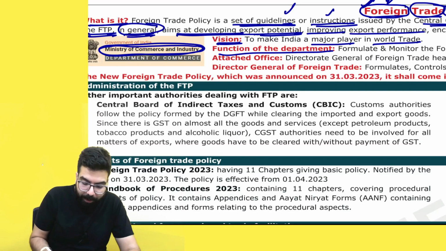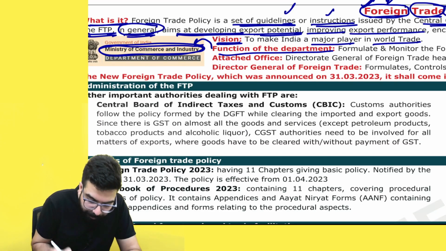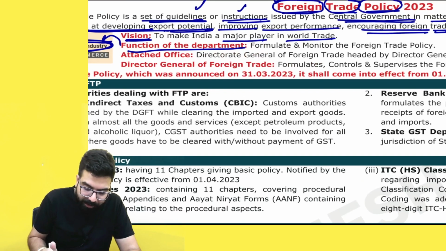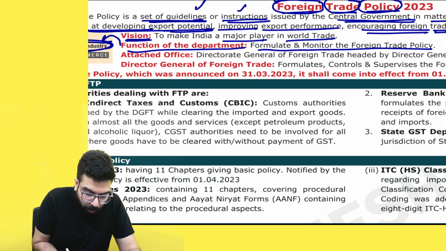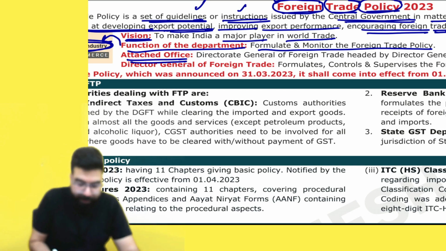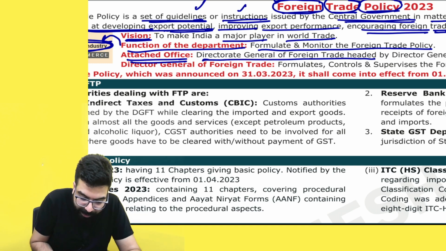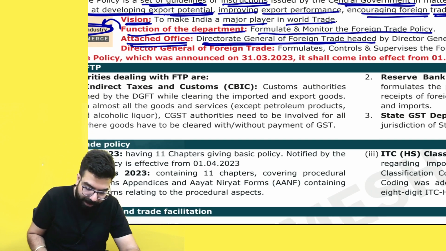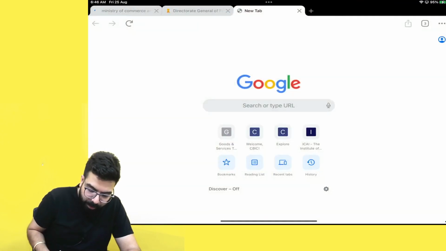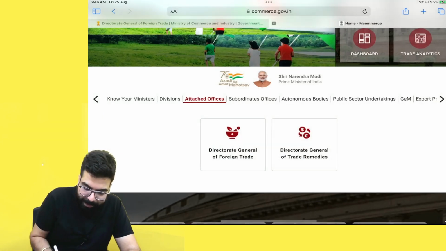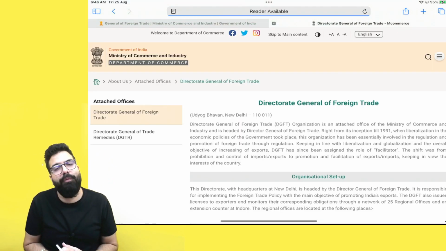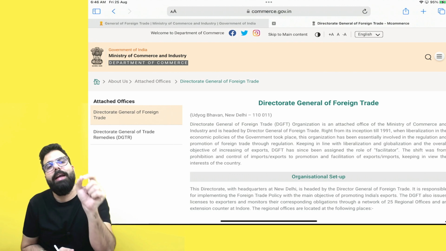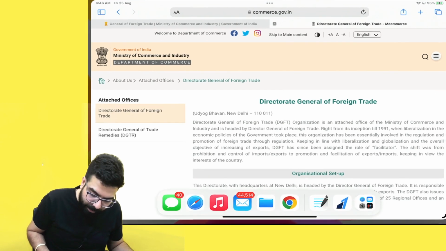Please come back. See, what is the function they are telling of the Ministry of Commerce and Industry? The function is to formulate and monitor the foreign trade. Okay, sir. Now, along with this, there is an attached office of the Directorate General of Foreign Trade. Directorate General of Foreign Trade ka office is being attached. I have already shown you over here which is the attached office. The attached office is of the Director General of Foreign Trade, and this Director General of Foreign Trade ka office is being headed by the Director General of Foreign Trade. See, okay, sir, point is clear.